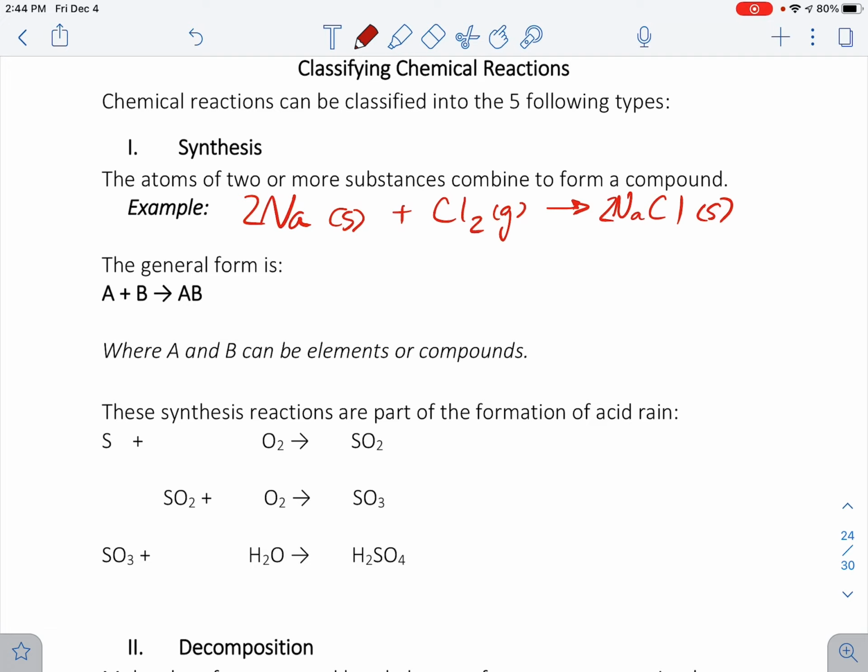So we sometimes use a general formula where we use letters instead. So A and B can be added together to create something new out of both of those types of elements, A, B.